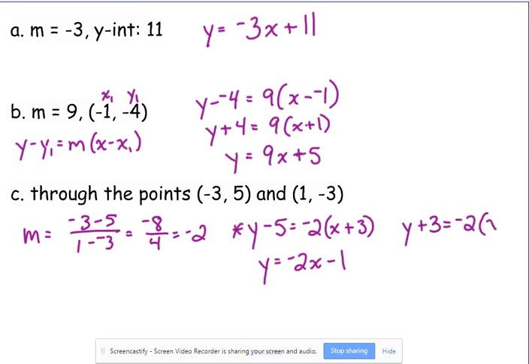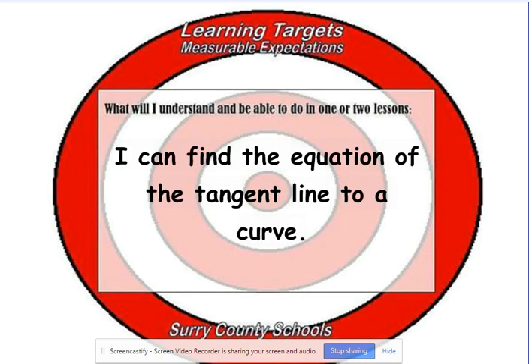I know it doesn't look like the same line, but when you simplify it, guess what? It is, because you got 2 minus 3, which is -1. Okay, so same form right here, but they would accept either of those answers. Okay, so we reviewed that because, guess what?